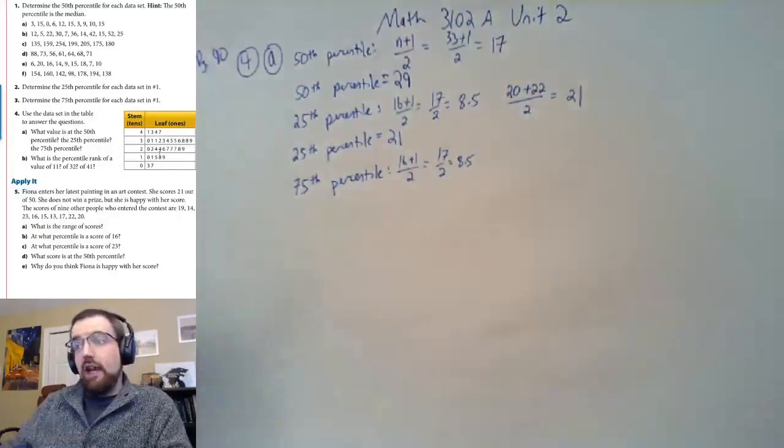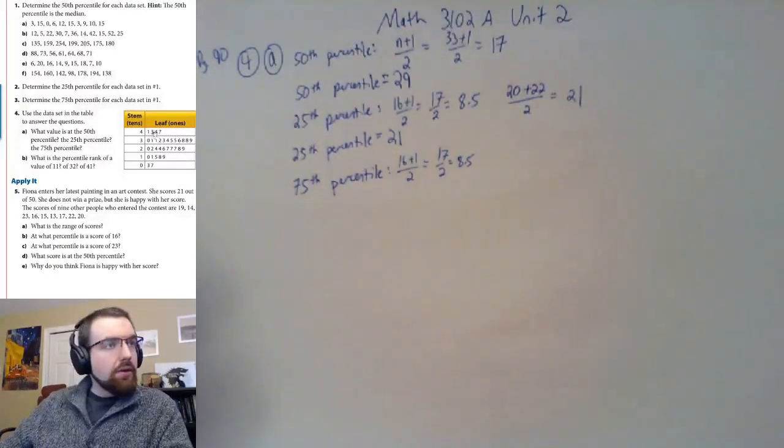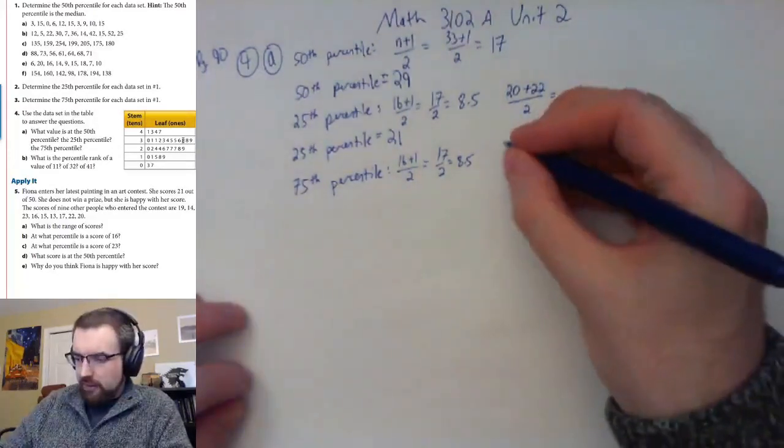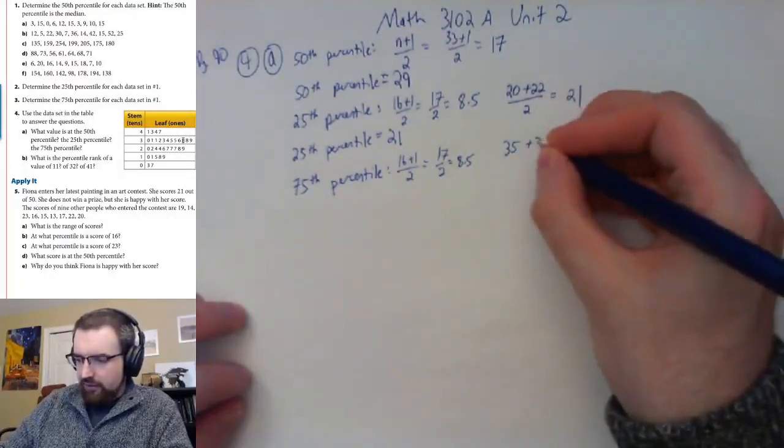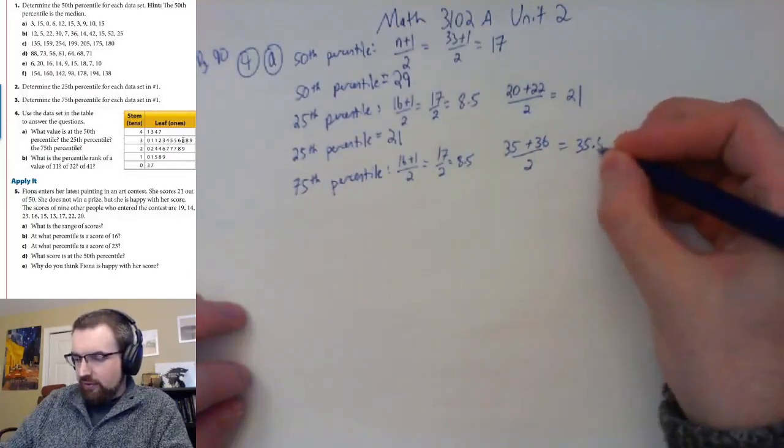So 8.5 down from the top. Let's go count that. 1, 2, 3, 4, 5, 6, 7, 8, 9, 10. Oh, geez, what am I doing? 1, 2, 3, 4, 5, 6, 7, 8. 8 is, so it's going to be 35 and 36. So it's going to be 35 plus 36 over 2, which is going to work out to be 35.5.